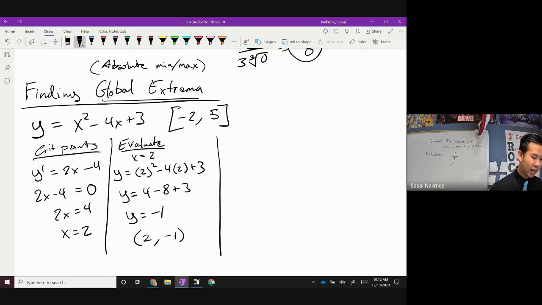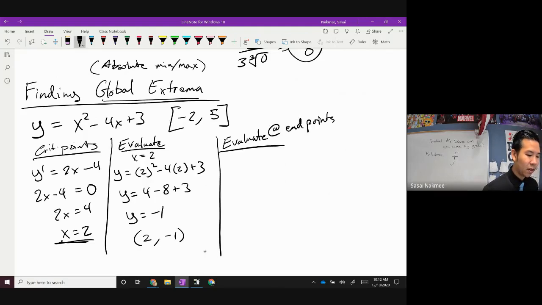I don't know yet if that is a maximum or minimum until I compare it to every other critical point and every endpoint. This is the only critical point I have, so I don't have to test anymore. The other thing I need to evaluate now is the endpoints. So my two endpoints are right here. I have one at -2 and I have one at +5.